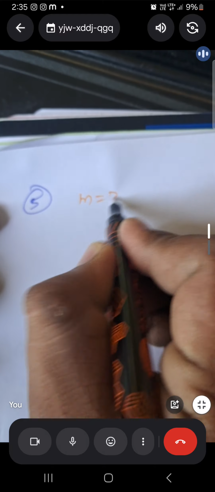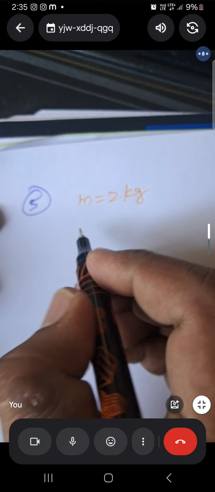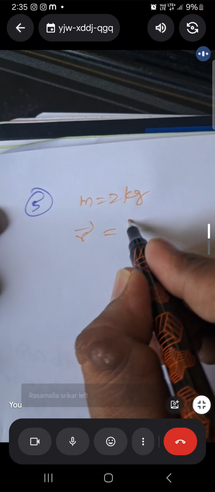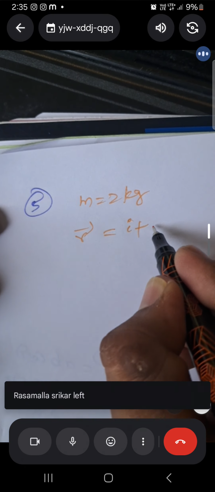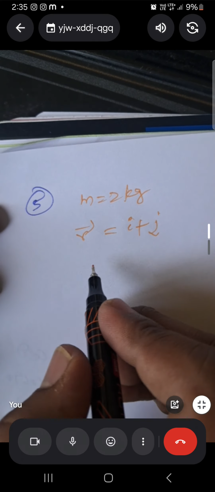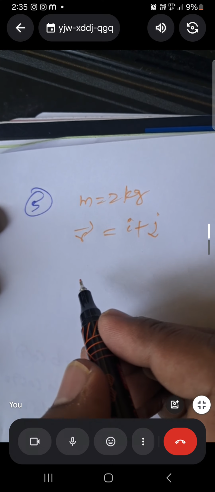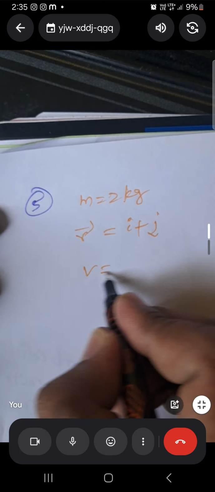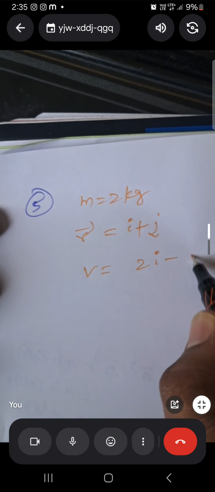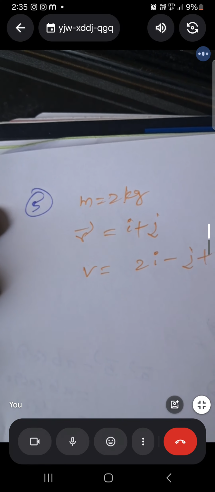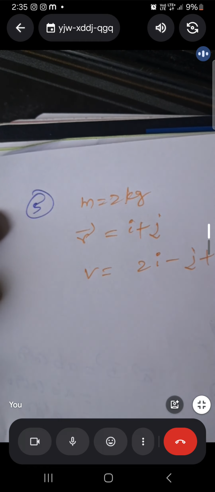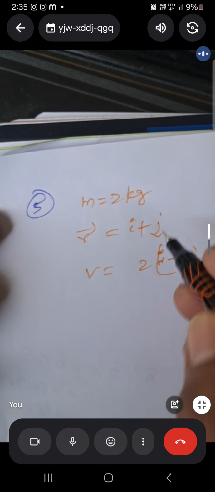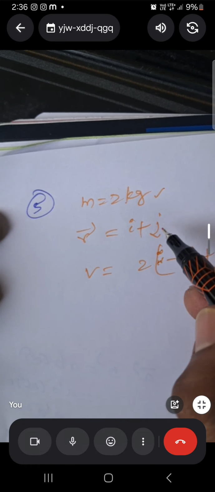Next, position vector r is i plus j. Next, the velocity vector is also given. Velocity is 2i minus j plus k. Okay, that is correct. So you have mass, position vector and velocity.